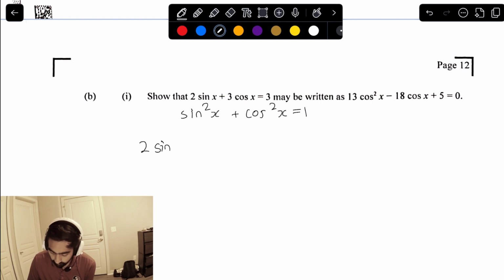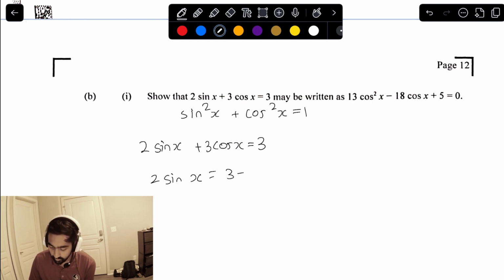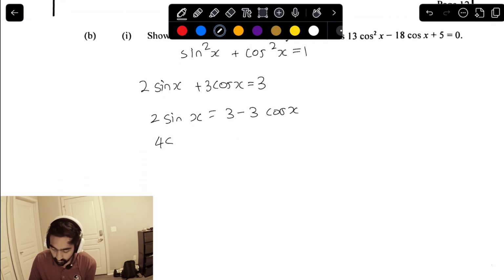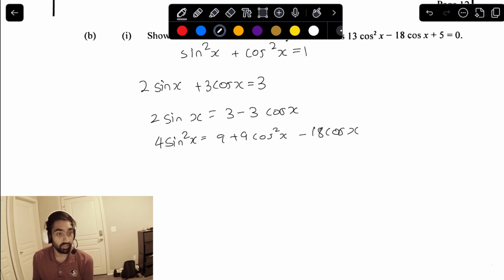Let's start with our equation, 2 sine x plus 3 cosine x equals 3. Let's move the cosine x to the other side. So 2 sine x is equal to 3 minus 3 cos x. Now let's square both sides. 4 sine squared x is equal to 9 plus 9 cos squared x minus 18 cosine x. The way I expanded this right-hand side is (a minus b) all squared, so that's a squared plus b squared minus 2ab.